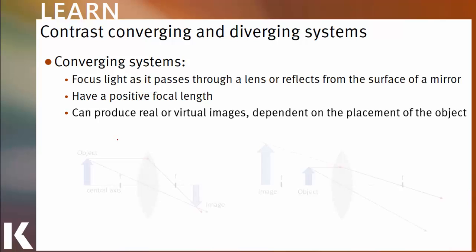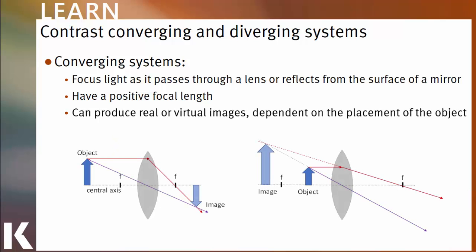Let's take a quick look at this. Notice when the object distance is greater than the focal length, the image formed will be real and inverted. In our second example, the object distance is less than the focal point. Therefore, the image that will be formed will be virtual.